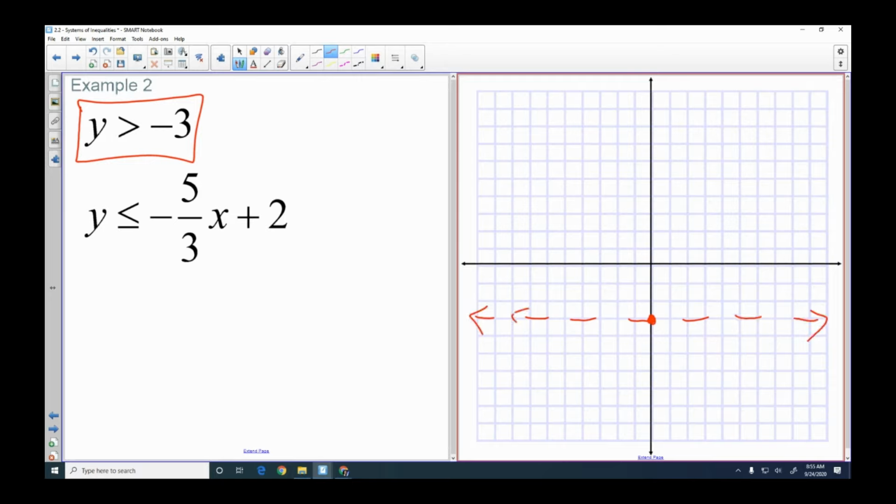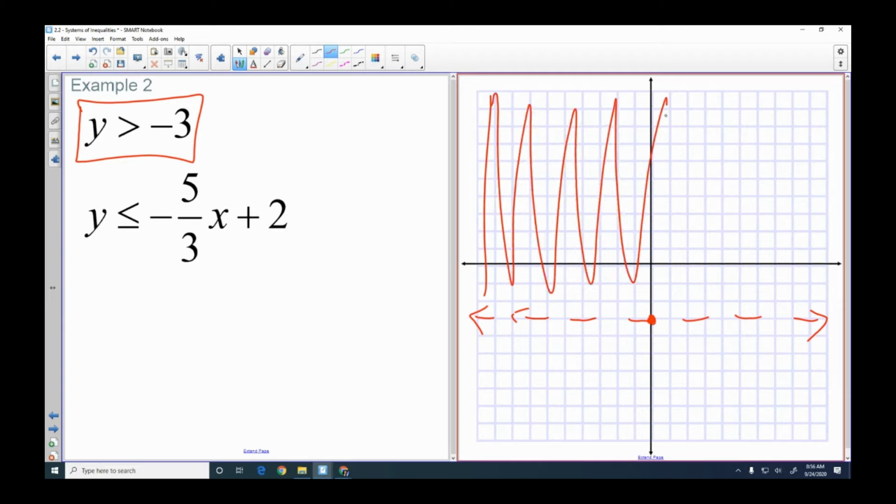And then it says greater than means above. So I'm going to shade above this line. However you want to show that, even just shading like this, up and down, that's a guide for you to realize, oh, this is the part of my graph that I shade.